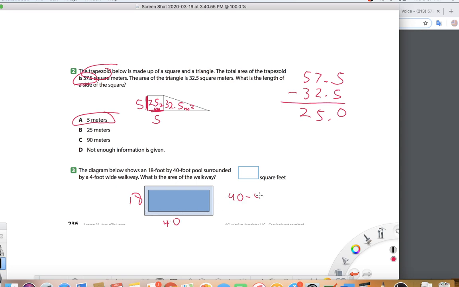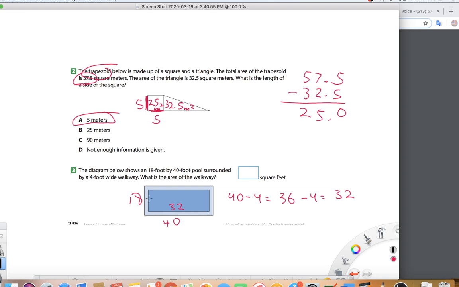So we're going to do 40 minus 4, and we get 36, and we're going to subtract 4 again. One of the 4s we subtract because of one side. Now we're going to subtract the other 4. That's taking away this part, and that'll give us this line right here. So when we subtract 4 again, we get 32. That means this line right here in the bottom is worth 32.